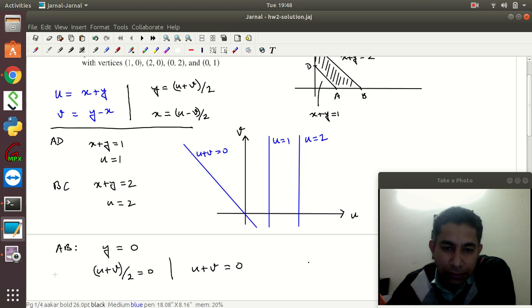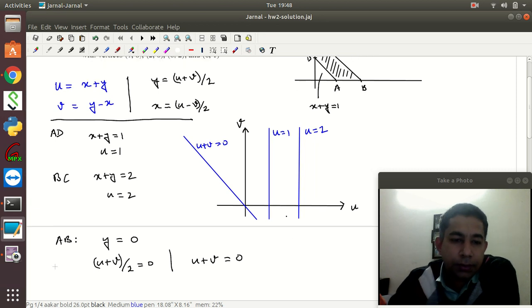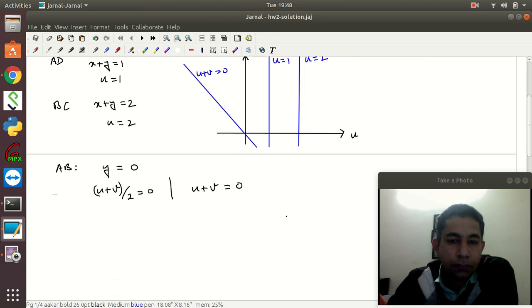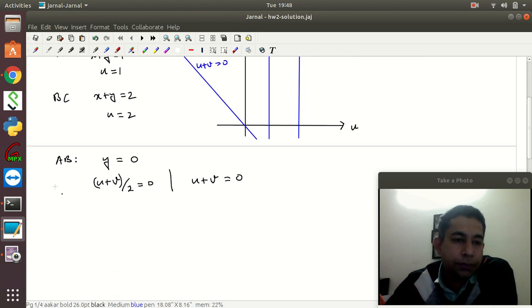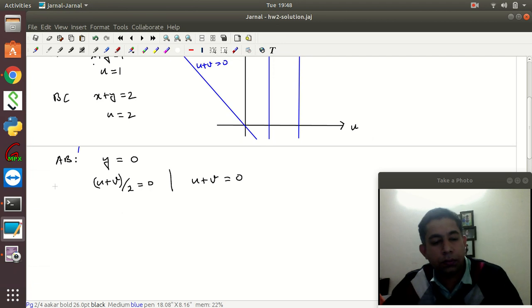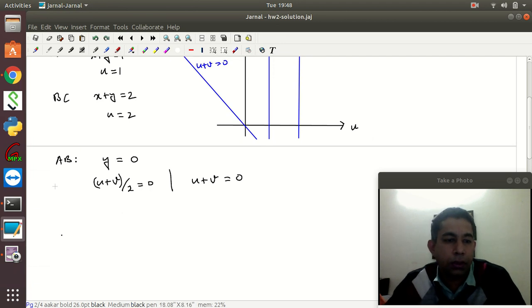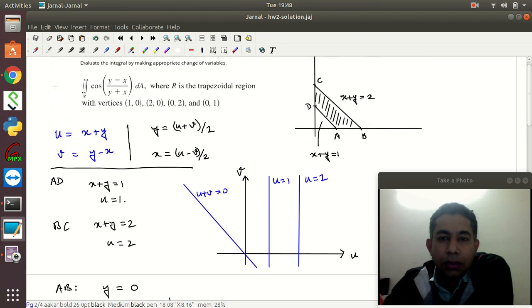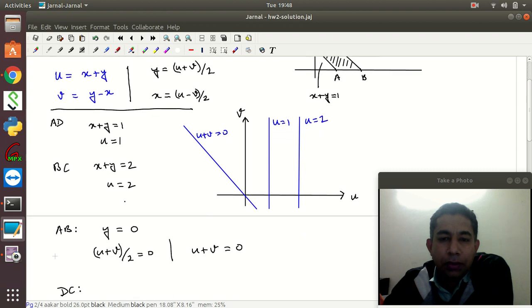Okay, so we'll need to extend that line later, but we'll do that later. Similarly, what about line DC? The line DC in the xy coordinate is part of the line x is equal to 0.